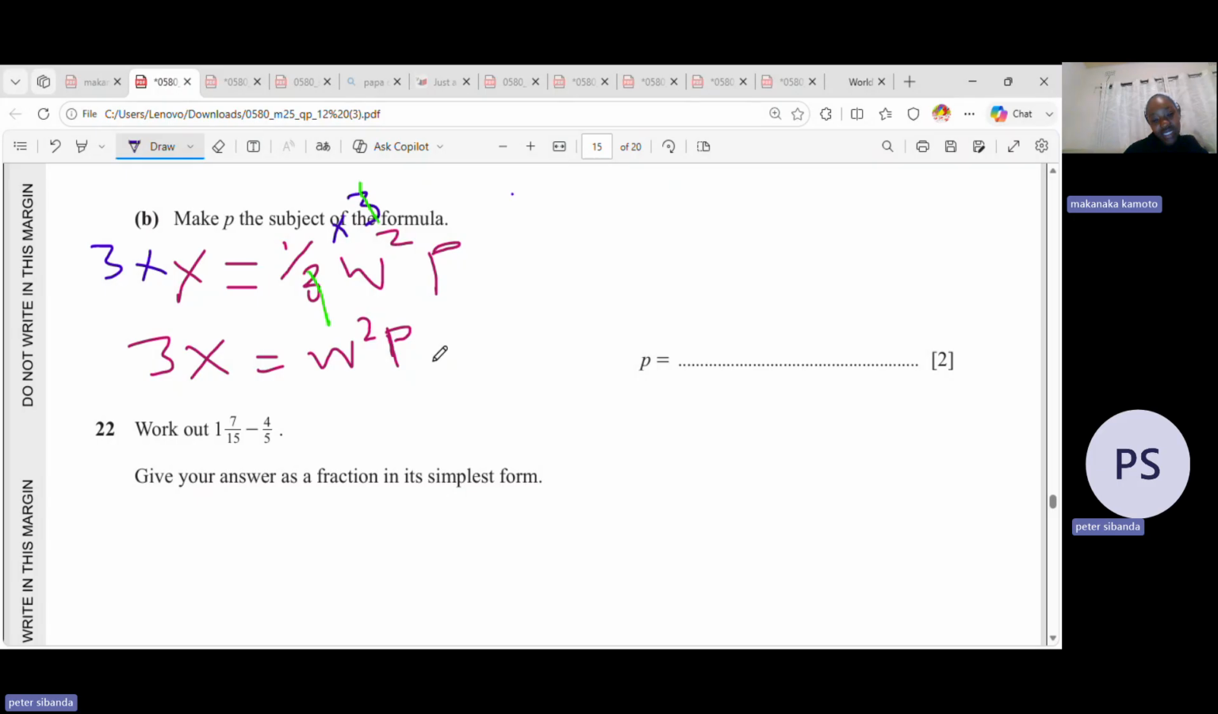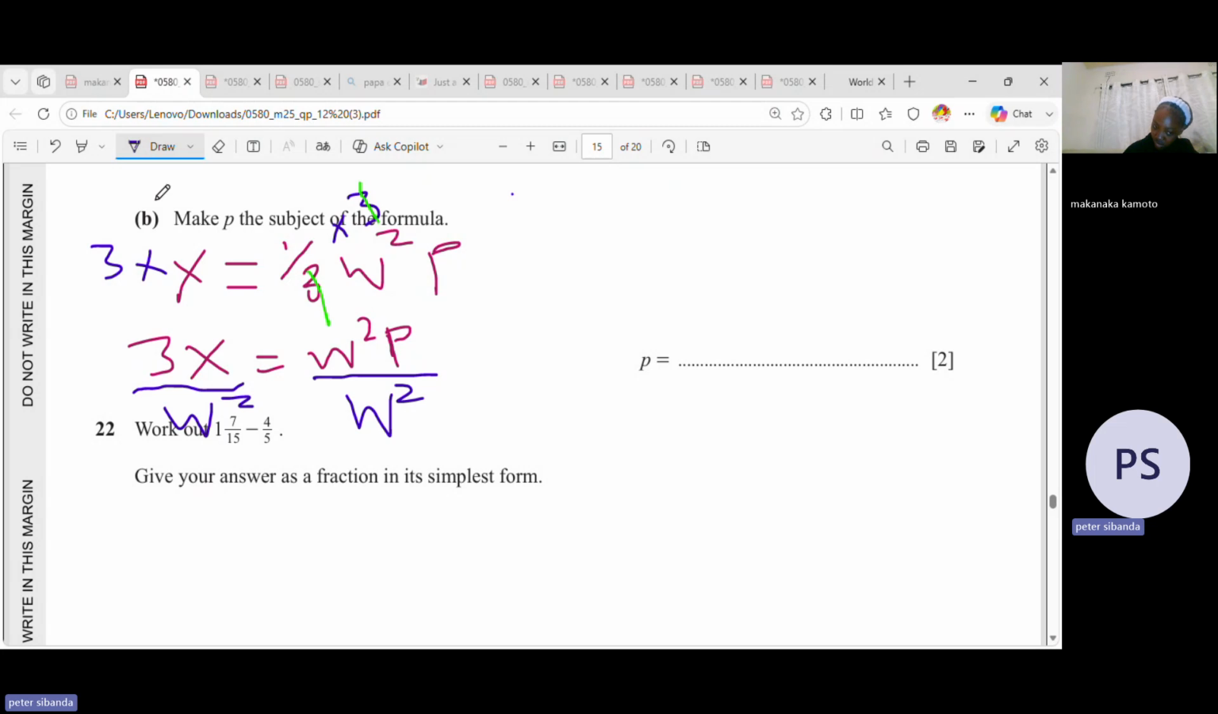Opposite of multiplication is what? Because that's what we should do. We want to undo multiplication. What is the opposite of multiplication? Divided? Yes, division. So we divide both sides by w squared, because the rule of equations is whatever you do on the right side, do it also on the left side. So we have done so.